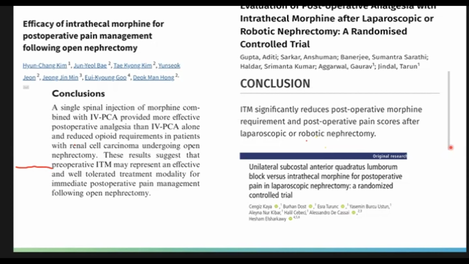No, sir, not till L1. We could have gone 1 or 2 levels lower at T10 or T11, so that we could have had a rostral, caudal, and cranial spread.